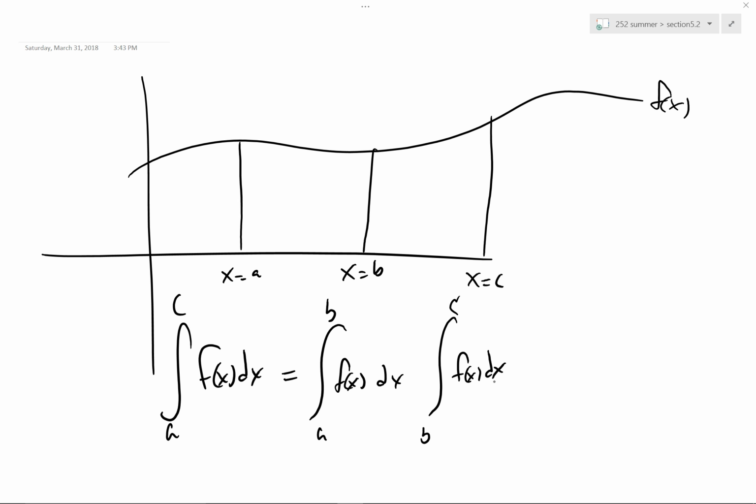Okay, it has a name. It's called the integral on adjacent intervals, I think that they call it. It's not a big deal to me. I just care that you can get the job done. That's what matters to me.